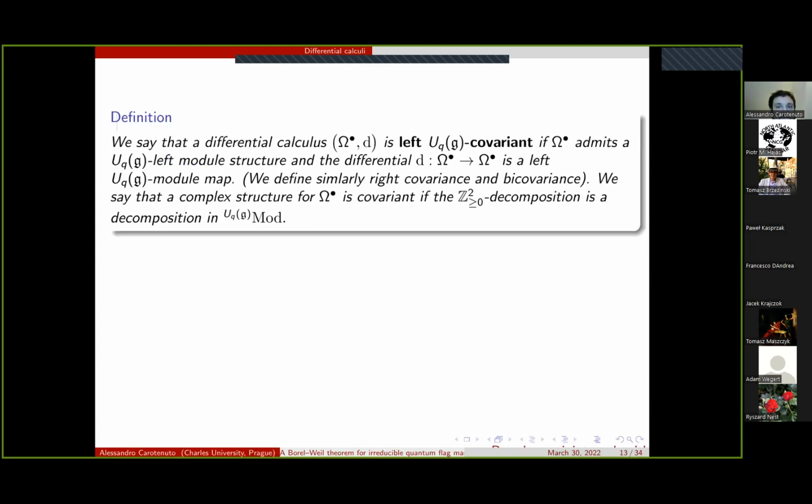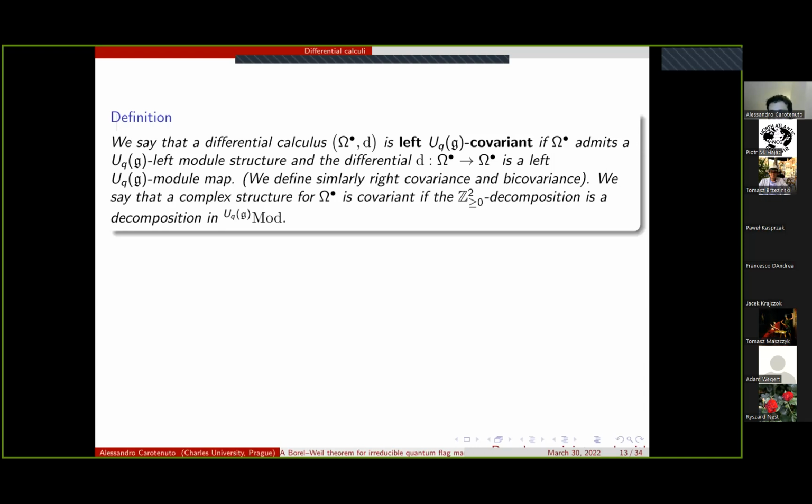So, as I said, I want to give the covariant version. And we say that the differential calculus over A is left UqG covariant if omega, of course, admits a UqG left module structure, and the differential is a UqG module map. And we define similarly right covariance and bicovariance. And also we say that the complex structure over the calculus omega is covariant if this Z squared decomposition is a decomposition of left UqG modules.